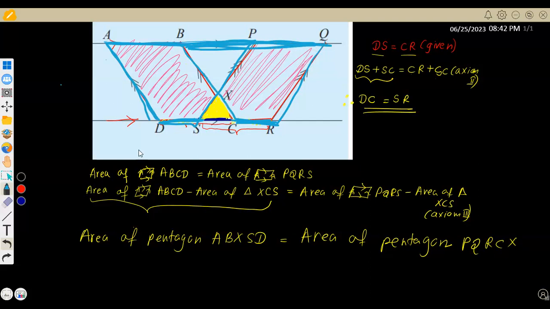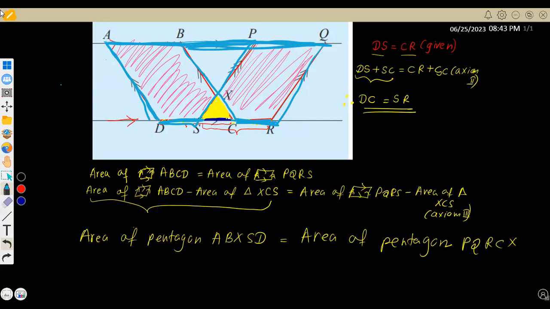Any idea? Area of pentagon ABXSD equals area of pentagon PQRCX. Proved. Area of pentagon ABXSD plus triangle BPX, and area of pentagon PQRCX plus triangle BPX area. Very good. Okay, it is one method. It is actually the easiest method, or sometimes students do that. They start from the beginning.